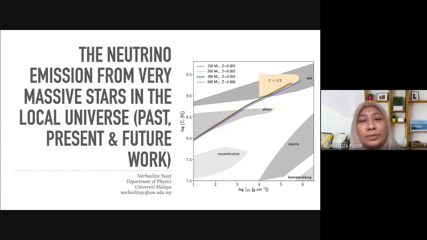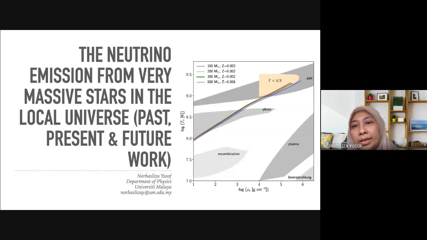This work has been carried out for more than 5 years, together with our two PhD students, Duran and Nur Sofia. We published this work early this year after doing a lot of calculations to see whether our idea can be implemented in stellar evolution. Our focus is to study neutrino emission from very massive stars in the local universe. Why do we focus on the local universe? Because this is the one near to us and it can be observed, right?